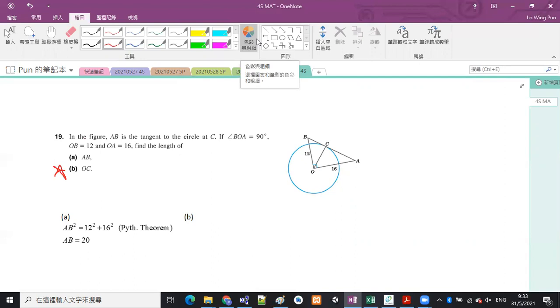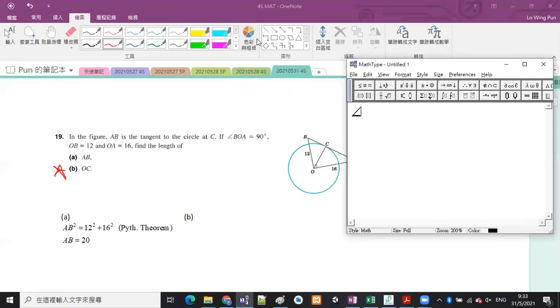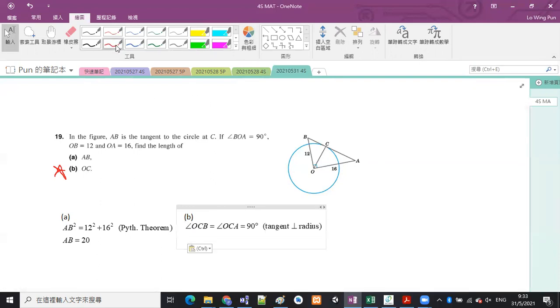AB is the tangent to the circle at C, and OC is the radius, right? First, we may write down OC is perpendicular to AB, because tangent is perpendicular to radius, which means that angle OCB and angle OCA are both equal to 90 degrees. Tangent perpendicular to radius. So I just proved that this is 90 degrees, and of course, the other one is also 90 degrees.